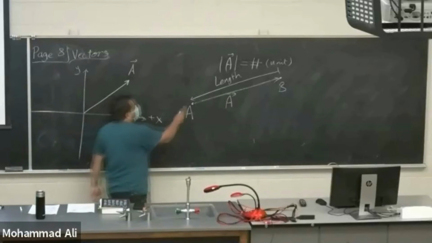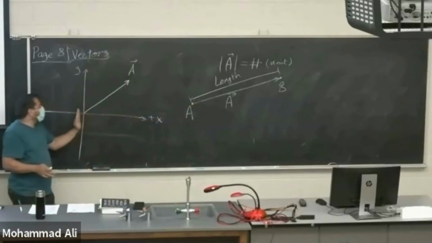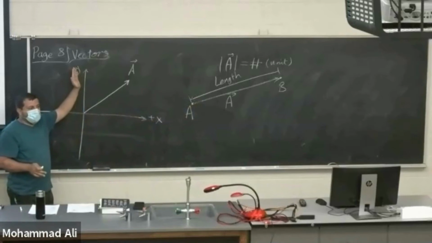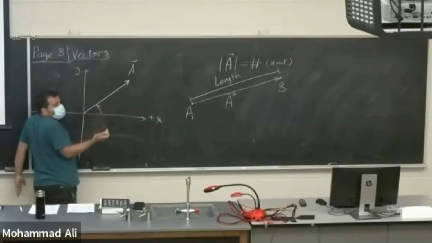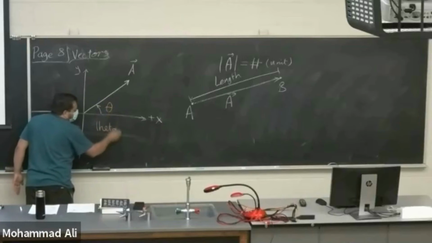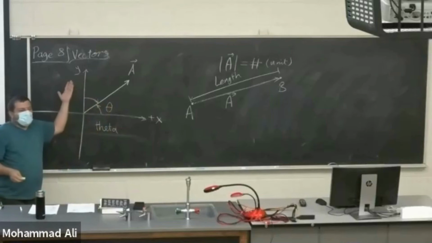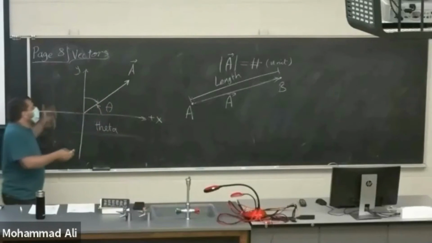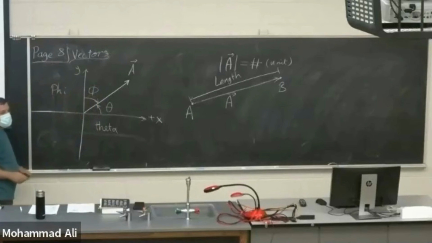Not all of our vectors are horizontally or vertically directed. They have an angle from the positive X. We can name it, you are free. I will name it theta. Or we have another angle from the Y direction or the north direction. You are free also. We can name it phi. Okay? It's the same.